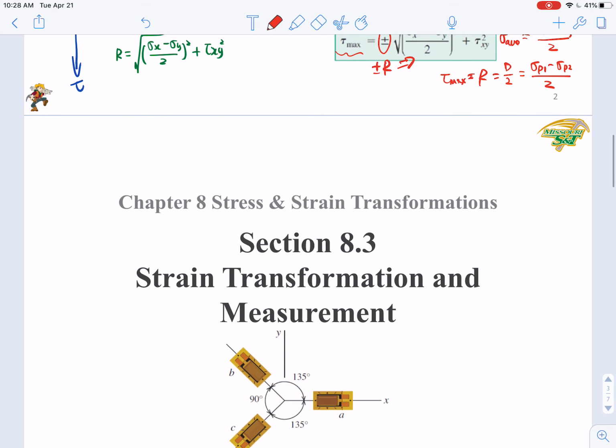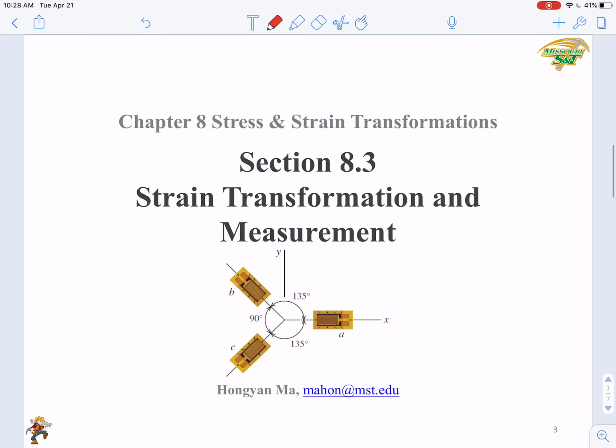Okay, so those are the equations and the Mohr circle that we can use to do stress transformation or find the maximum values of normal and shear stresses. So in this section 8.3, we will do strain transformation and measurement. We will solve the strain rosette to find out the strains in real-world structures.